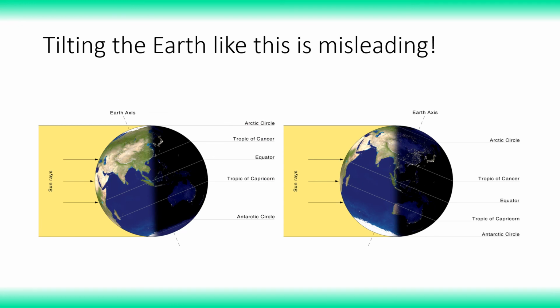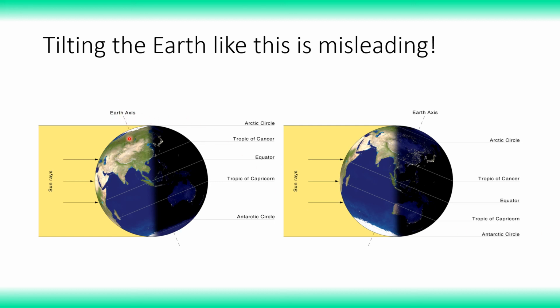Now these diagrams are a little bit misleading because instead of changing the direction the sun's rays were coming from, all I could find were diagrams where they just tilted the Earth the other way. And so I want to clarify quickly that tilting the Earth is not what happens. If you remember the diagram from earlier, I'm going to pull it up again in a second so that you can see it again.